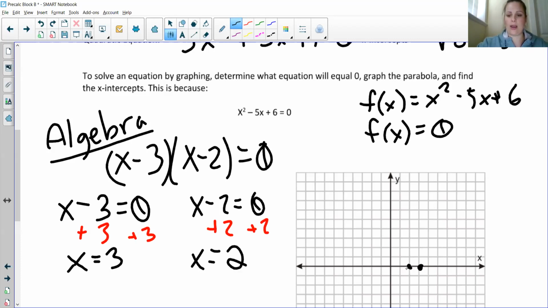You can verify your answer algebraically by putting in the value of 2 for both these x's and making sure that it equals 0. So 2 squared is 4. Minus 5 times 2 is 10. So 4 minus 10 is negative 6. Negative 6 plus 6 is 0. So it works for this one. And then you can do the same thing for 3. So you can do 3 squared, which is 9, minus 15 is negative 6. Negative 6 plus 6 is 0.